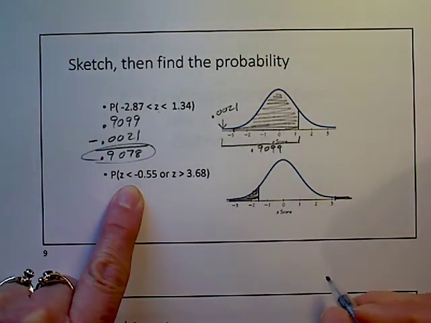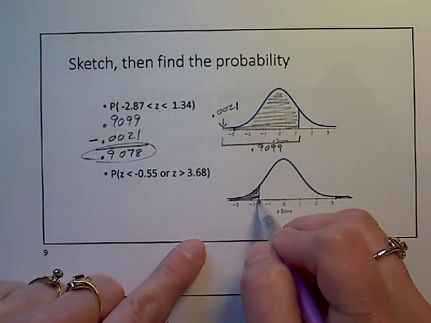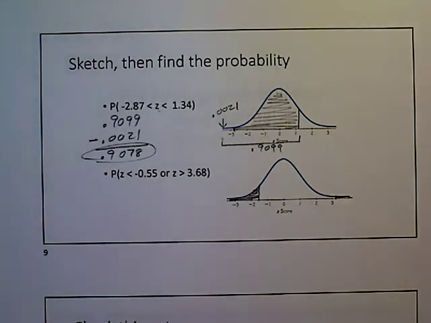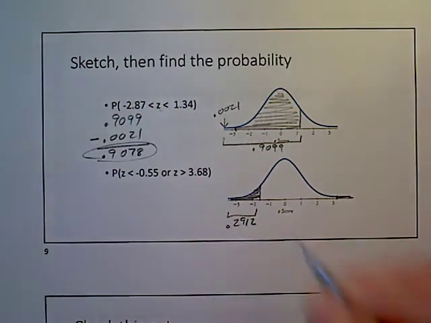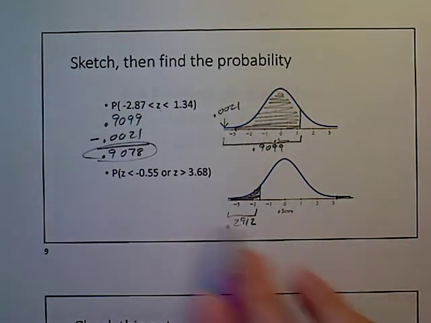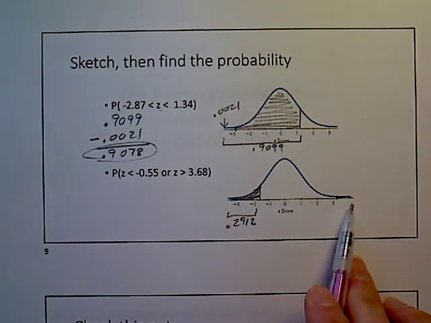Okay, second one, we're going to go less than negative 0.55, so out here, greater than 3.68. Oh, that'll be interesting. You ready for that? Here we go. I'm going to go look up negative 0.55. This is 0.2912. Did you notice that 3.68 is not on the table?